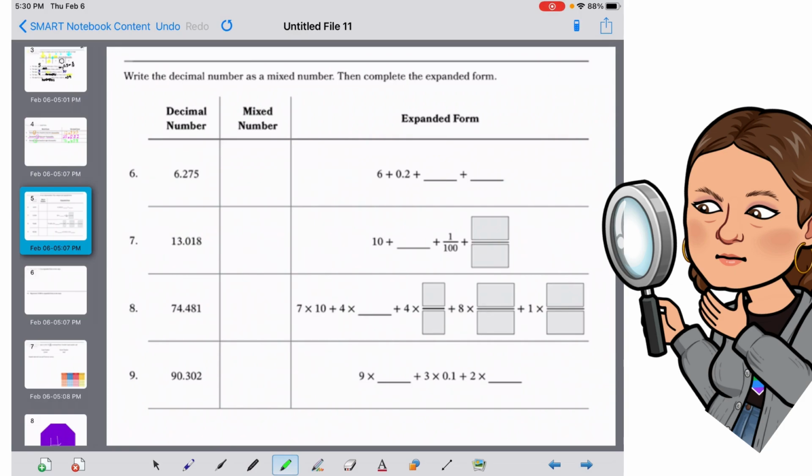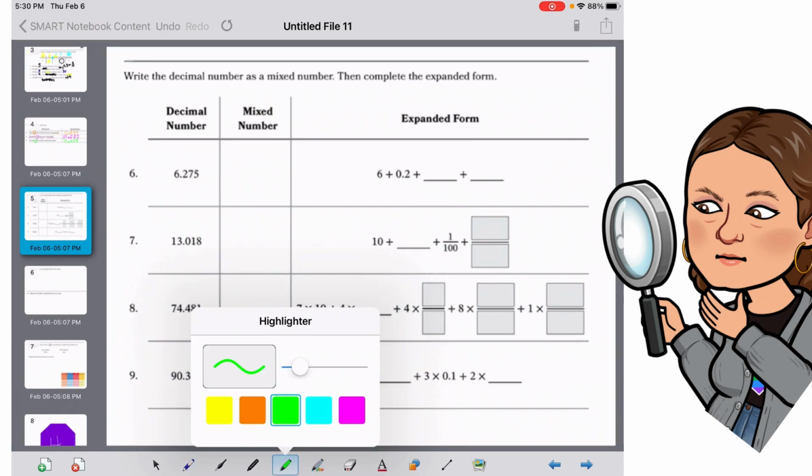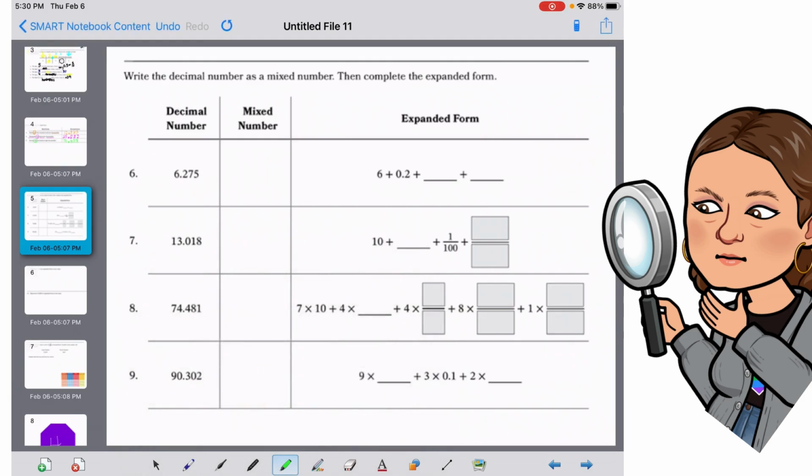On number 6, we are shown the decimal. We want to write it as a mixed number. Remember, a mixed number is a whole number that has a fraction with it. We know these are going to have fractions because remember, wherever our decimal is, whatever's in front of it is our whole number. 6, 13, 74, 90. Now I'm also going to need to turn the rest of that into a fraction. Okay, so I know I'm going to have a fraction. Put that in the top. Now I got to figure out what am I putting it over. Well, I have tenths, hundredths, thousandths.